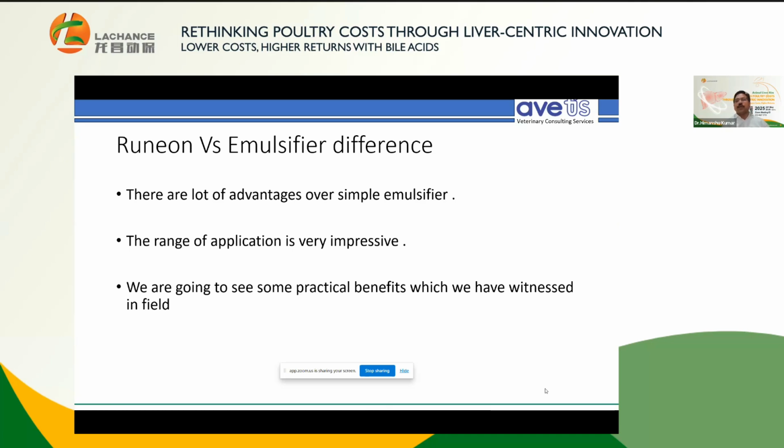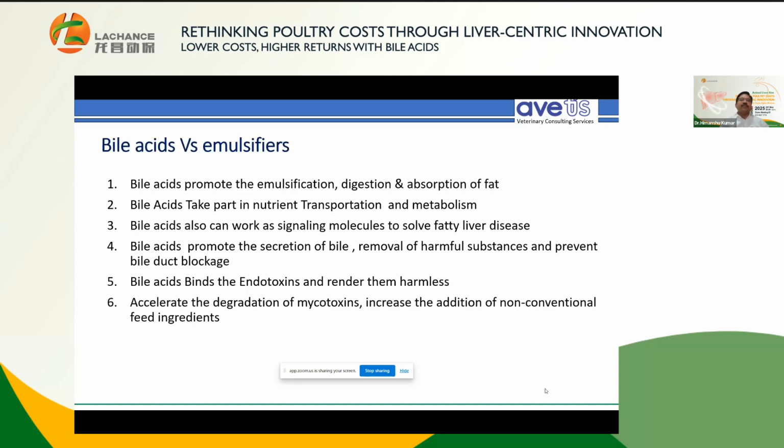As my previous speaker talked about carcass quality, indeed it improves the juiciness and tenderness of the chicken. So we are going to see some practical benefits of it. Prior to that, I mentioned that it is different from an emulsifier, and we need to understand that, because bile acid promotes emulsification, digestion, and absorption of fat, first and foremost. That is the role of any emulsifier, but it does it with excellence.